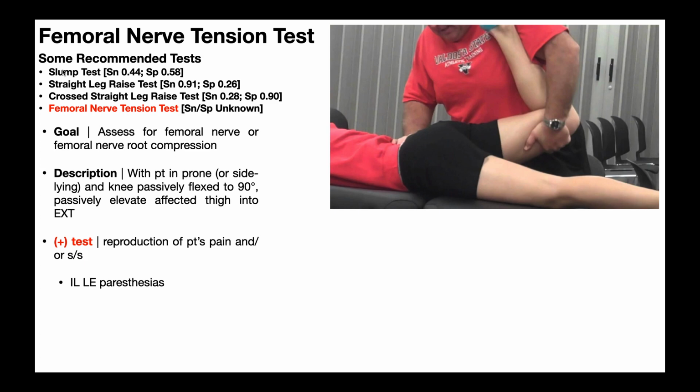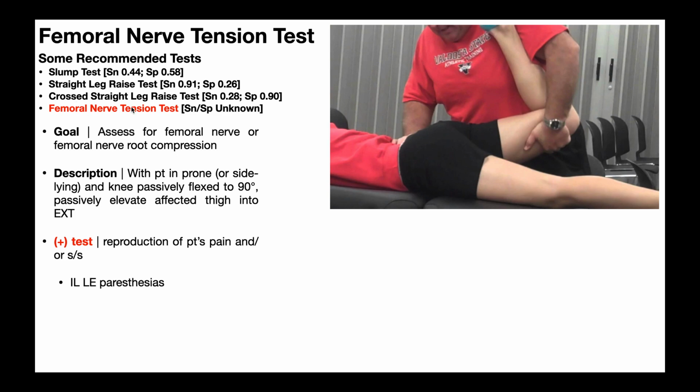If we look at these first three tests, the slump test, the straight leg raise test, and the cross straight leg raise test, there's one big problem with all three of these. And it's in patients who have compression of the L4 nerve root. So if you perform these tests on a patient with an L4 nerve root compression, they may actually fail to provoke their symptoms. There's just something weird with the L4 nerve root.